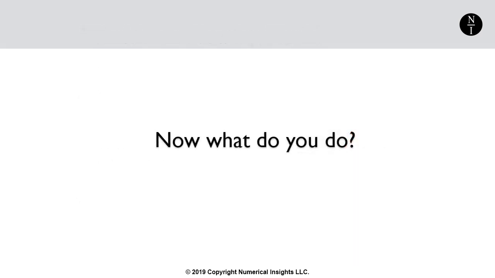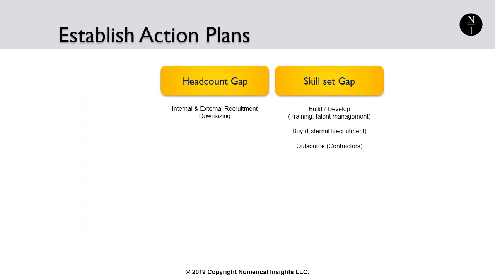So now what do we do with this information? We are heading into the final step for strategic workforce planning, which is to establish the action plans to close the identified gaps. If the gap we have is related to headcount, then potential action plans are related to internal and external recruitment in order to get enough headcount for the future. If we're looking at the opposite and we're forecasting that our headcount needs for the future are actually lower than they are today, then the action plans are going to be related to downsizing and possible redundancies.